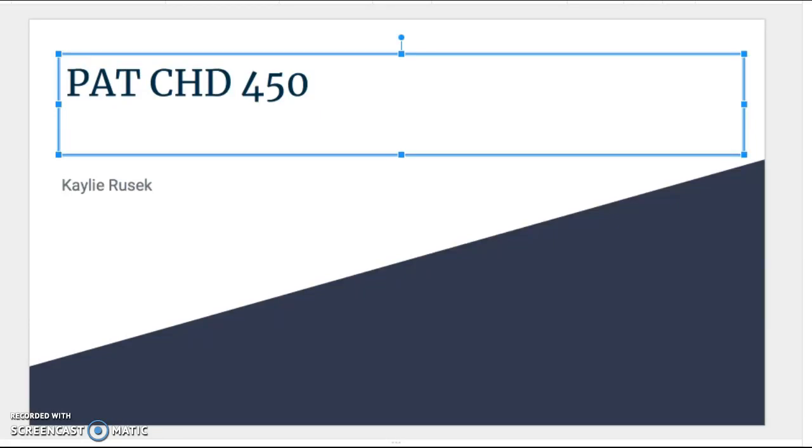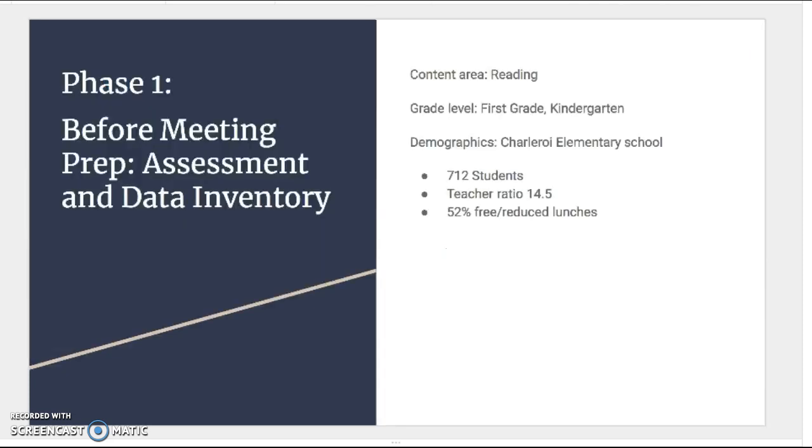So for my PAT versus HD 450, we had our before meeting prep assessment and data inventory for phase one. The content area mainly focused on reading, language arts. The grade level was kindergarten and some first grade assessments were thrown in there. My school that I worked with was Charleroi Elementary School, which has 712 students. The overall teacher ratio is 14 students for every 5 teachers, and they have 52% on free or reduced lunches.